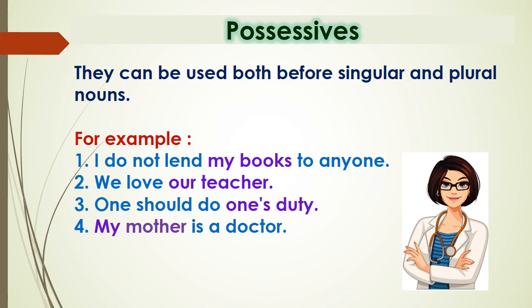Next is, we love our teacher. Here I am talking about our teacher, a teacher who teaches us, not other persons. So our teacher is another example of possessive determiners.